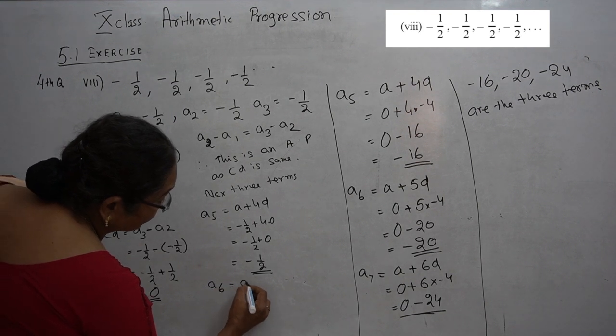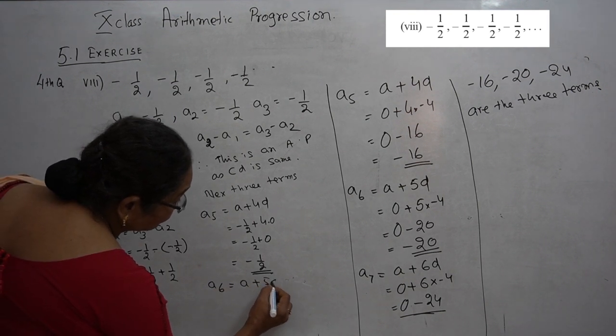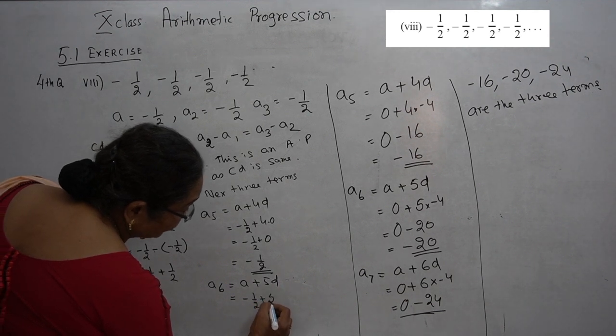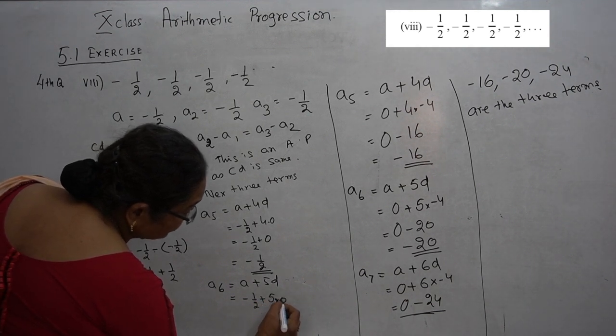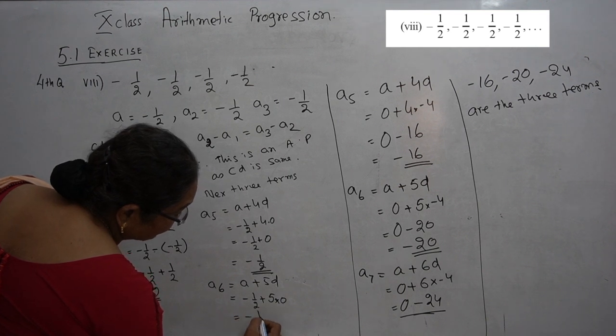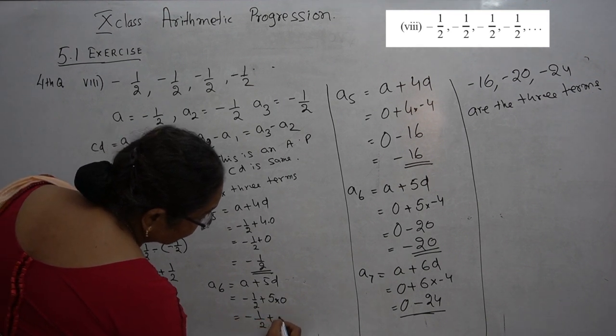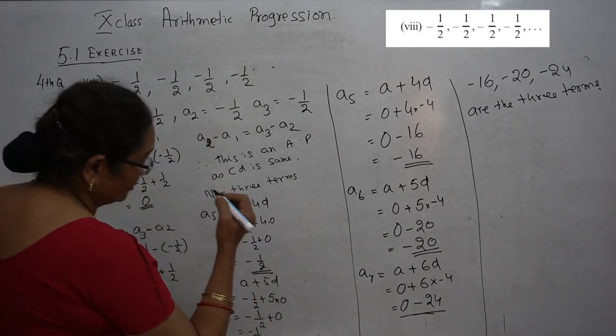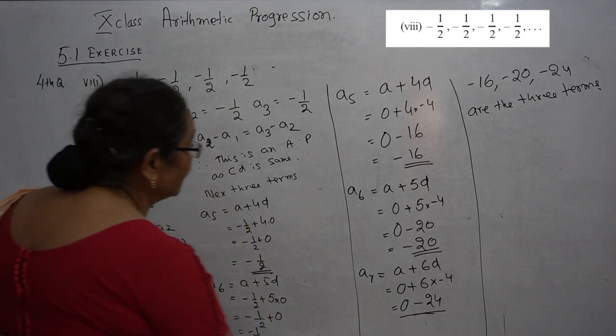Similarly, 6th term, A plus 5D. So A is minus half plus 5 into D, D is 0. Here also the same, minus half plus 5 into 0 equals minus half. So the 6th term is also minus half.